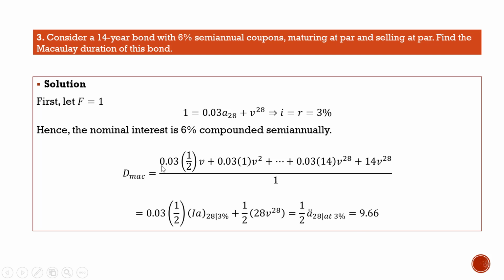Here, if we factor 0.03 and 1/2 out, we got from V to V^28. V and then V squared to V^28, we got an increasing annuity with the term of 28 coupon payments at 3%. So the duration in this investment is 9.66.